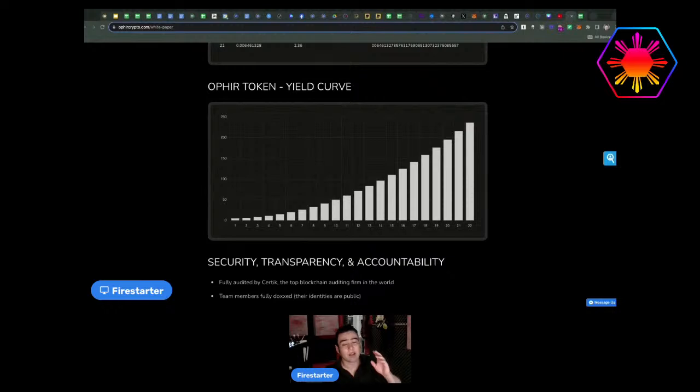And the reason that we can guarantee that interest is because 96% of supply is locked in the smart contract. There's 100 trillion fixed supply, and 96 trillion of that is locked in the smart contract. 4% of that, or 4 trillion, is in circulation.